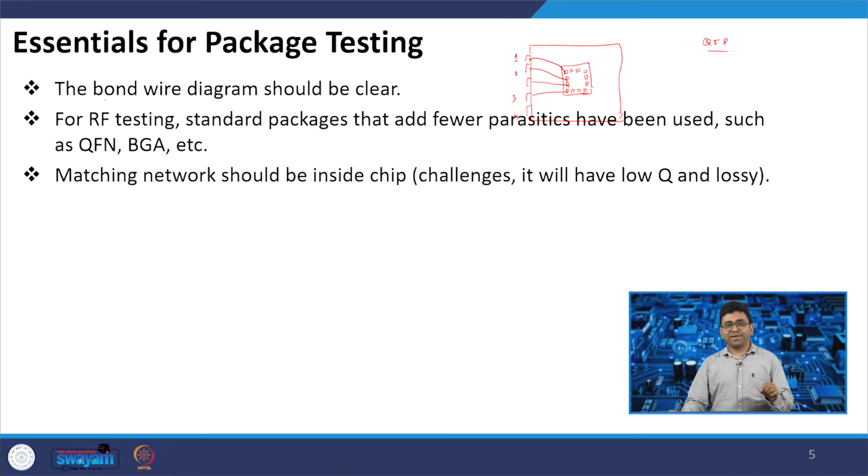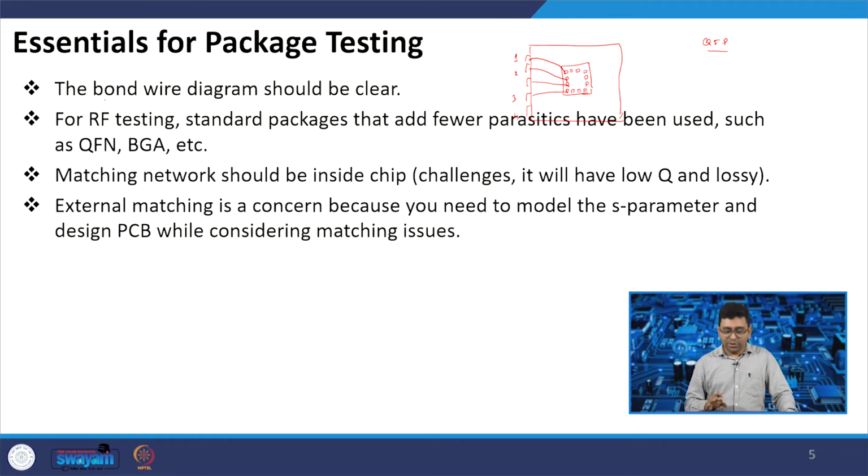You also need to use a matching network inside the chip. So, when you are doing the package testing, your matching network should be inside the chip, so that it will have a low Q and be lossy. If your matching network is not inside the chip, the package will also add inductance and it will detune. Even if you have put the matching network on chip, you need to properly model this bond wire and keep it in the simulation, otherwise your result will change.